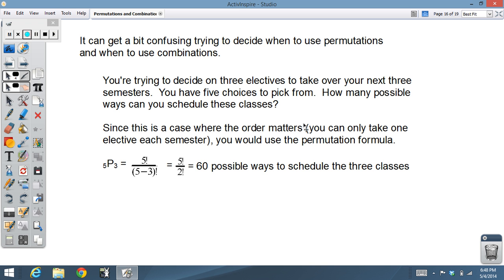In this case, the order matters since you can only take 1 elective each semester. So you use the permutation formula, 5 factorial over 5 minus 3 factorial, and it gives us 60 possible ways to schedule these 3 classes.